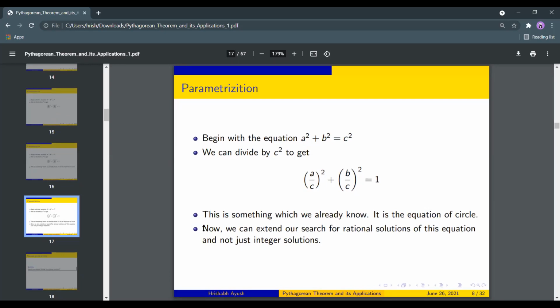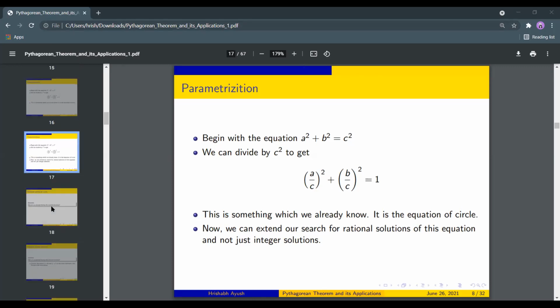Can you repeat, please? Yeah, I mean to say that we'll be searching for the rational solutions to this equation, that is a square plus b square equals c square, and not just integral solutions, because we want to find every solution in this literal world. Does that make sense? Yes, it's clear.